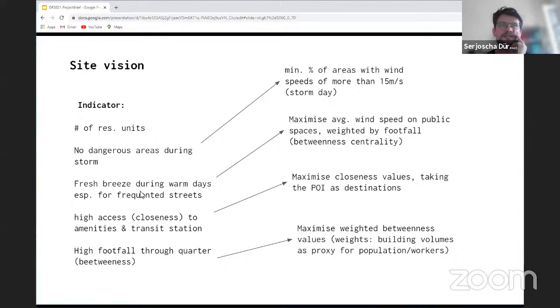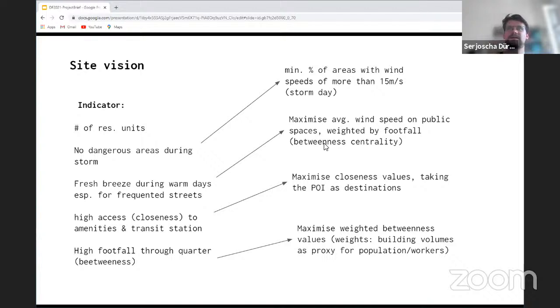Then fresh breeze during warm summer days for frequented streets. There we want to maximize the average wind speed on public spaces weighted by footfall. And footfall, again, is betweenness centrality. So we take the analysis result of the wind speed, we only sample public spaces from that, and then we weight that with betweenness centrality from the street segments. So we have to do quite some operations there.